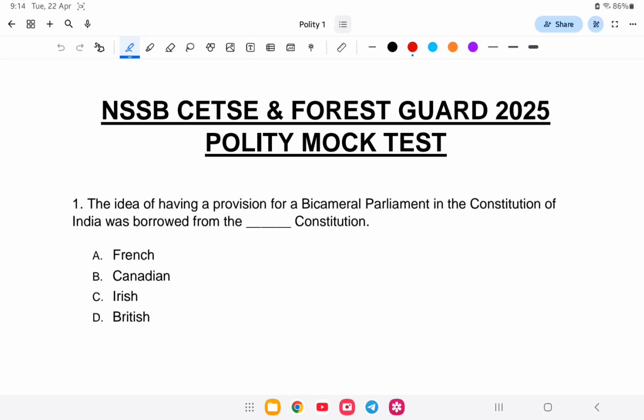It is the first question. The idea of having a provision for a bicameral parliament in the constitution was borrowed from which constitution? Bicameral parliament, that is Lok Sabha and Rajya Sabha. Is it French, Canadian, Irish or British? So what is the answer? The answer is option D, that is British. Let us study in detail about this.